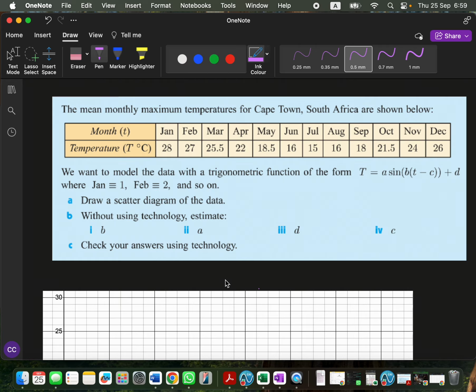So I've got an example problem here that talks about the mean monthly maximum temperature for Cape Town in South Africa. And it shows all that. We're going to model it in that form where January is first, February is second. So we're going to first draw a scatter diagram.